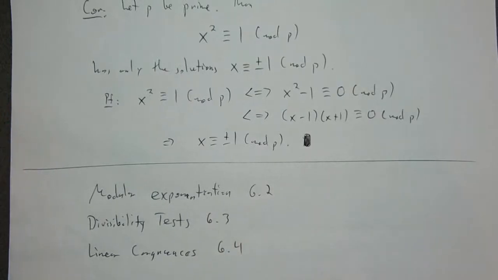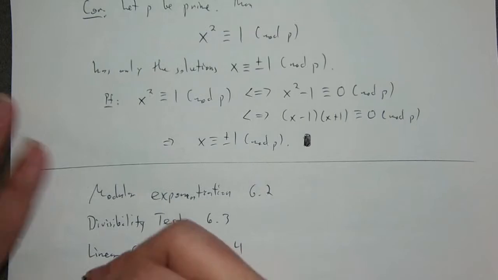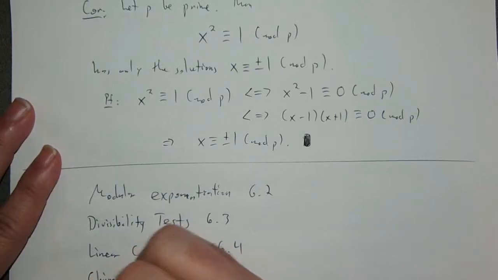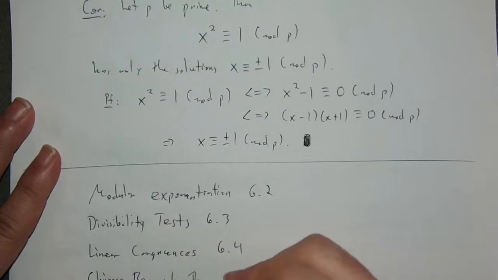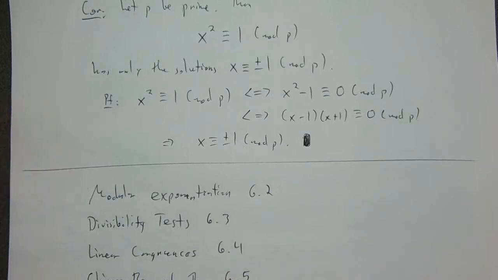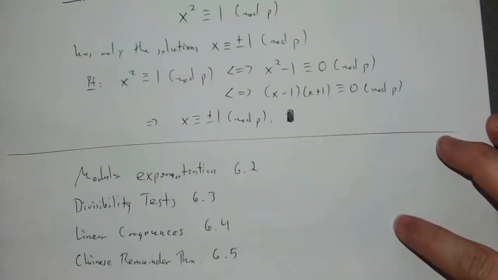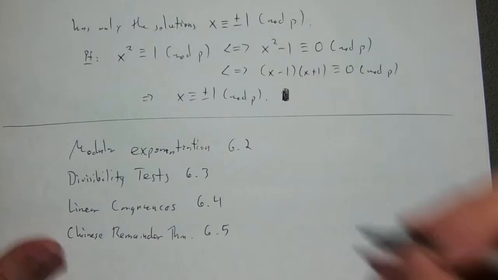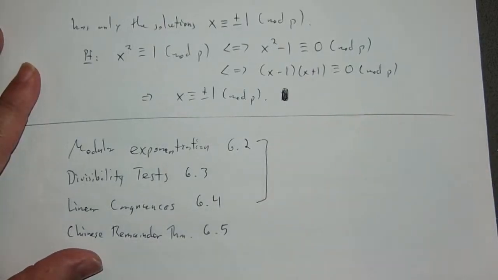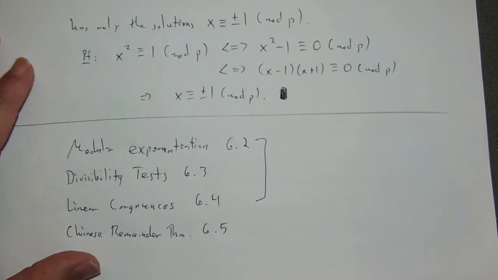Linear congruences is 6.4. So we'll spend a decent bit of time on linear congruences, probably one whole lecture on nothing but this linear congruences chapter. And then we'll do the Chinese remainder theorem, and that's the last thing we'll do in chapter 6. We'll do the Chinese remainder theorem because that's important for what we're going to do next, and that will be 6.5. I think how this is going to go is this Tuesday's lecture will be these three, and then Wednesday's lecture will be Chinese remainder theorem and more.